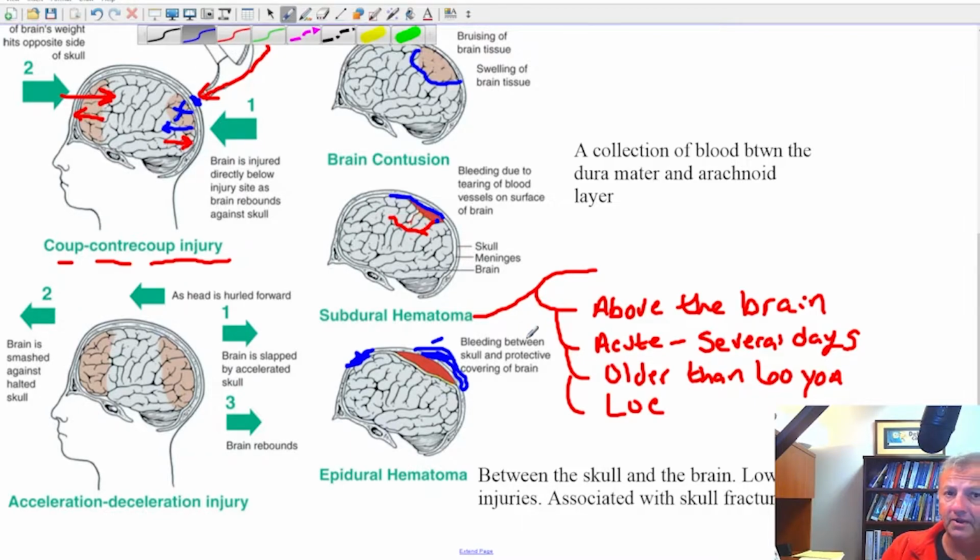That's important because when we're doing assessments, we're looking at the mechanism of injury. We have a low velocity injury and an associated skull fracture. We have to really be on guard for something like an epidural hematoma.